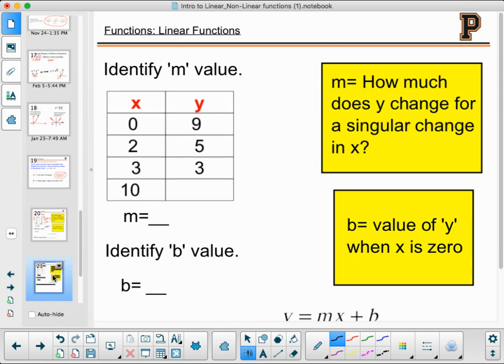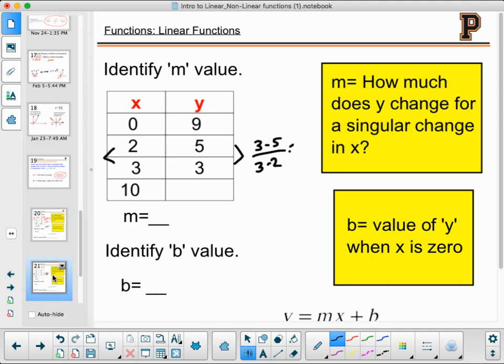All right, let's find the rate of change for this one. Identifying my m value. Again, it doesn't matter which ones you pick. I picked the first two on the previous slide. Let's choose this one here. So from 5 to 3, we take 3 minus 5 and divide that by the difference between 2 to 3.